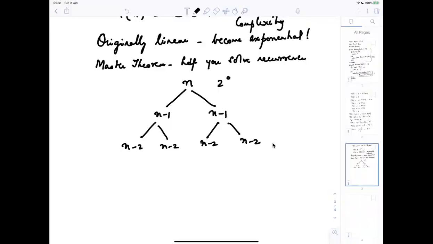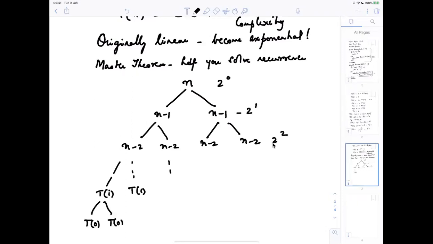And what happened? Okay. So what happens is this started off with 2 to the power of 0. It doubles, becomes 2 to the power of 1. Here it again doubles, becomes 2 to the power of 2, and so on. And finally, you have t of 1 somewhere. And this t of 1 again splits into t of 0 and t of 0, and so on.